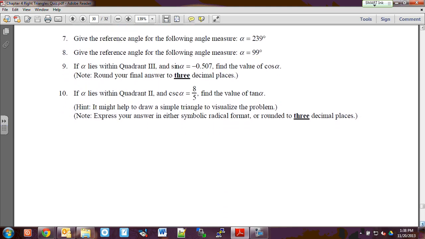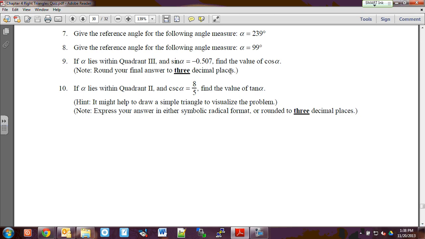Number 7, give the reference angle for the following angle measure. Remember, reference angles is the measure between the terminal side of your angle and the closest x-axis.